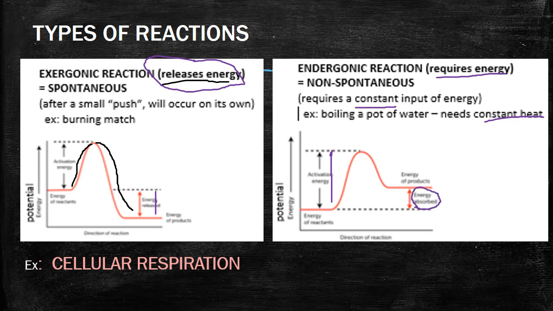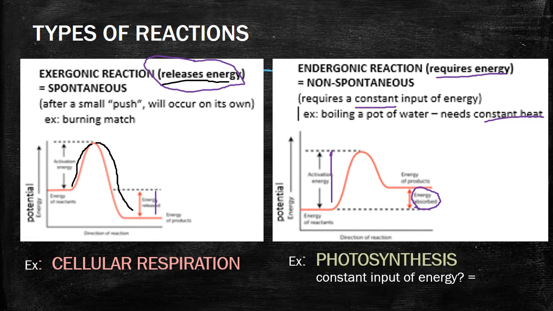Energy actually gets absorbed here. It's actually going to take energy from this constant input, and it's going to absorb the energy in the reaction. And where do we see this in nature? Well, this is photosynthesis. Photosynthesis requires a constant input of energy. Energy always has to be constant. It has to be an input all the time, or else it won't work anymore.